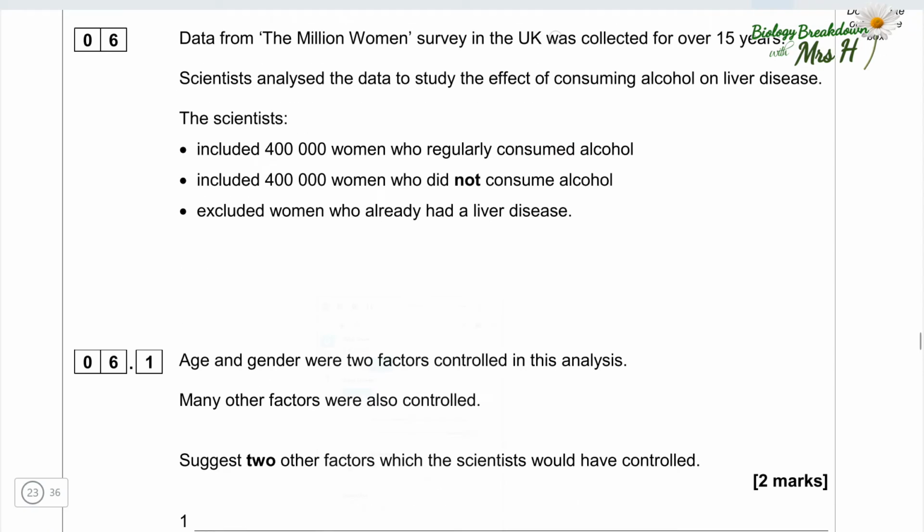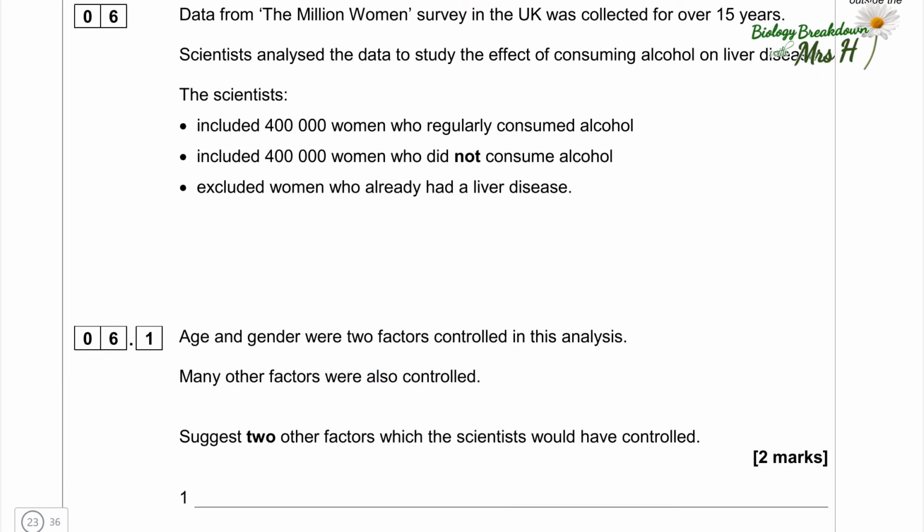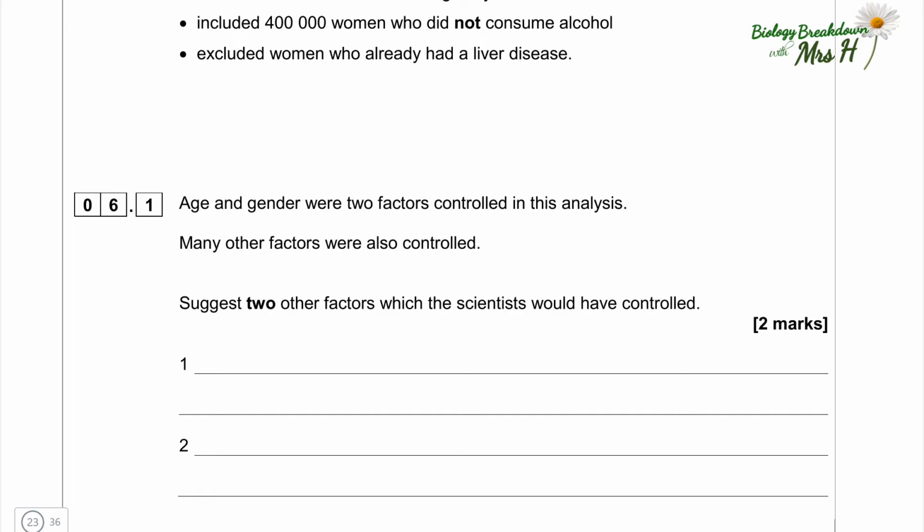Data from the Million Women survey in the UK was collected for over 15 years. So this looks like a huge study. Scientists analysed the data to study the effect of consuming alcohol on liver disease. The scientists included 400,000 women who regularly consumed alcohol, 400,000 women who did not consume alcohol, and excluded women who already had liver disease. Age and gender were 2 factors controlled in this analysis.